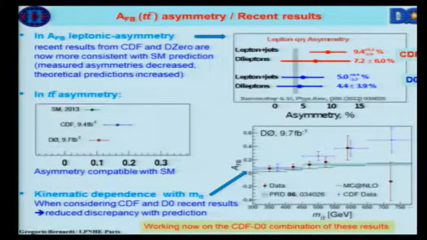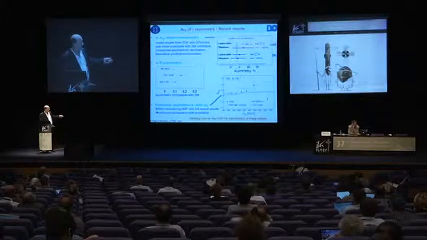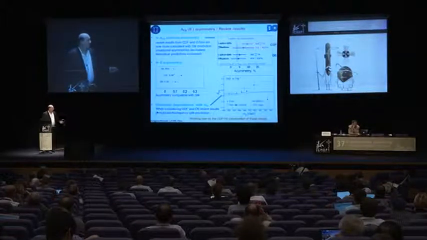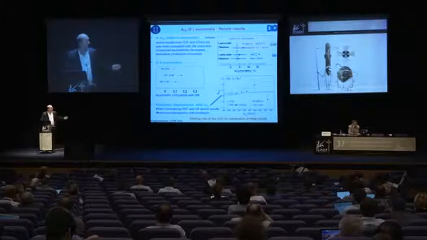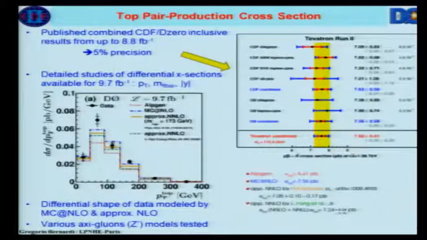In D0, you have a point here, so basically when you look at the two results together, you don't see such a big discrepancy anymore. So we are working now on the CDF D0 combination of these results to give the final answer, but you can guess from this plot that we don't see so much of an effect.